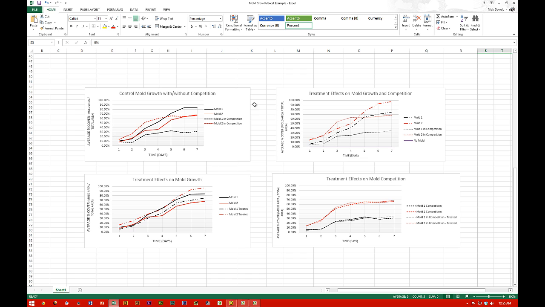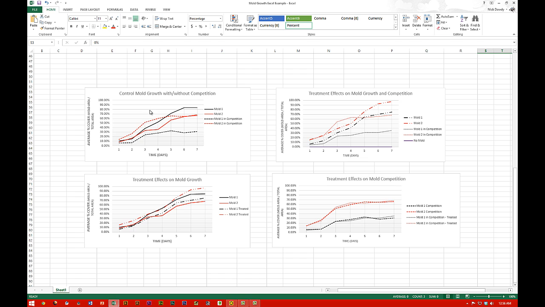The first one is control mold growth with and without competition. This is like what we did in part 1 of the lab. You've got your mold 1 growth without competition, mold 2 growth without competition, mold 1 with competition, mold 2 with competition. So you can see how things change whether they are or are not in competition with each other. Okay, and then you can look at this and make some conclusions like, oh, mold 2 didn't do as well as mold 1, but then in competition, mold 2 did much better. Why is that? That's when you start making some hypotheses and writing in your discussions and results.